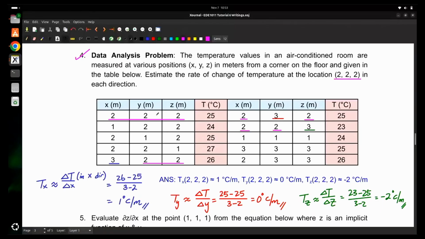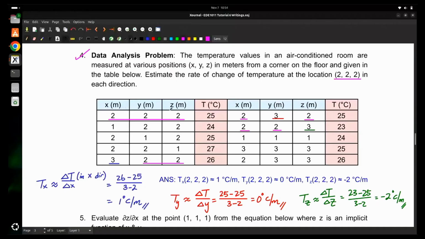Minus the initial, always like that. Okay, so by the way, the calculation that I've illustrated is what we call forward difference. Forward difference because I step forward. For example, from x, I step from 2 to 3. But I can also do backward. Backward difference means I step from 1 to 2. I can also estimate what is the gradient at 2, 2, 2. That's called backward difference.